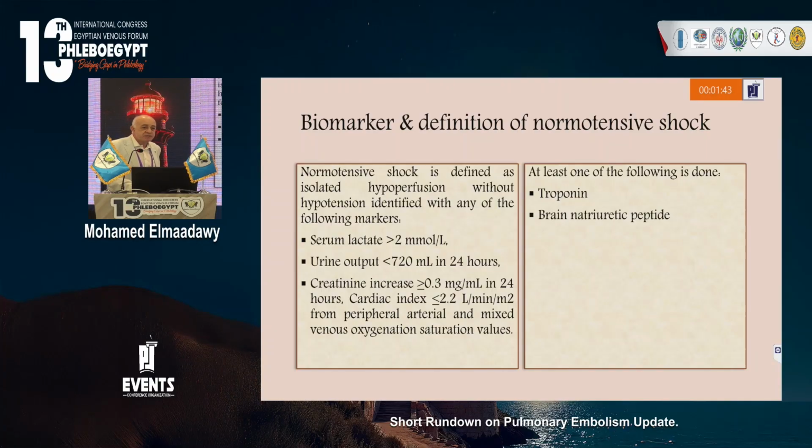What's meant by normotensive shock? Normotensive shock is the patient who is maintaining blood pressure, but there is hypoperfusion in the periphery, or in the viscera, or in the kidneys. This could be picked up by finding of serum lactate more than 2 millimole, urine output less than 720 per day, or increasing the creatinine by 0.3, or the cardiac index less than 2.2 liter per square meter surface area of the patient.